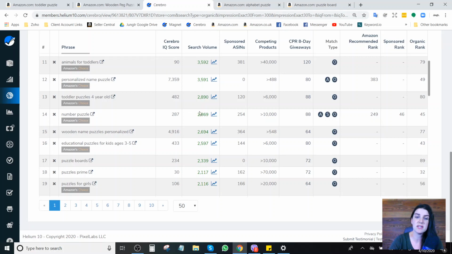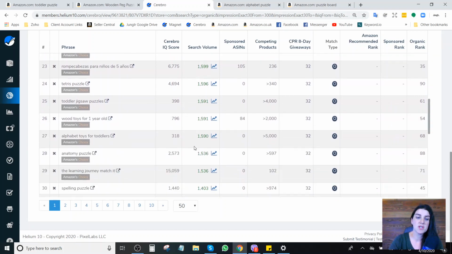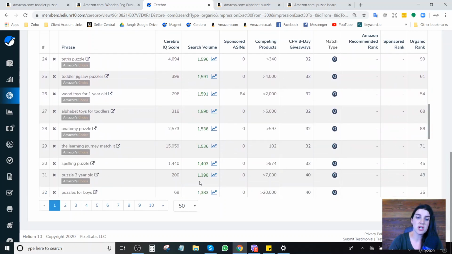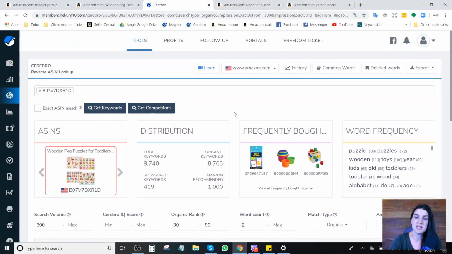Now notice, these ones we're looking at 2,000 search volume, 1,000 search volume. So you can get some more market share on some decent search volume. Now I did happen to look at the sponsored, like how many places this product is being advertised on. I think they were advertising on like 143 keywords, decent amount. They're obviously well ranked on something like toddler puzzle, so they're probably doing pretty well.